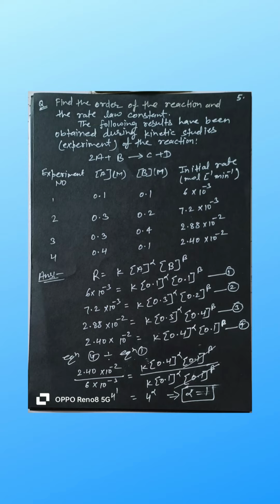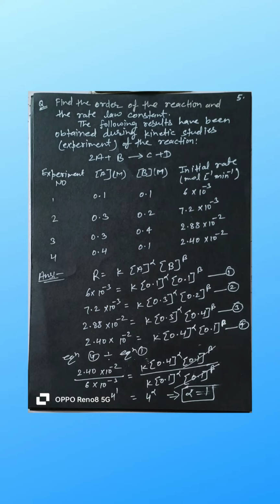Step 1. Finding the value of alpha. Compare experiment 1 and experiment 4. In both experiments, the concentration of B is constant, which is 0.1. Since concentration of B is constant, the change in rate is only due to the change in concentration of A. The concentration of A changes from 0.1 to 0.4. This means A becomes 4 times.